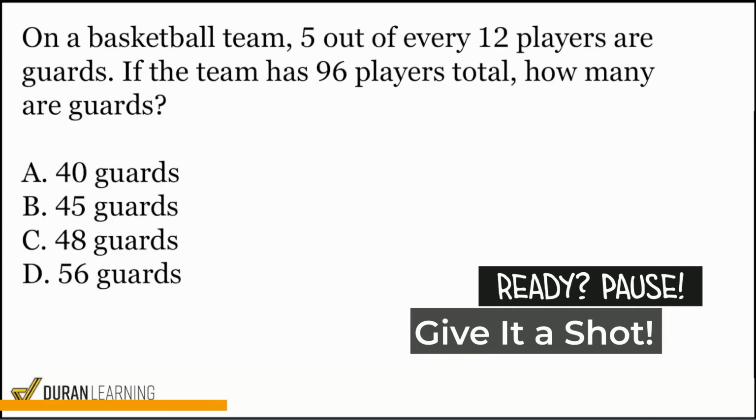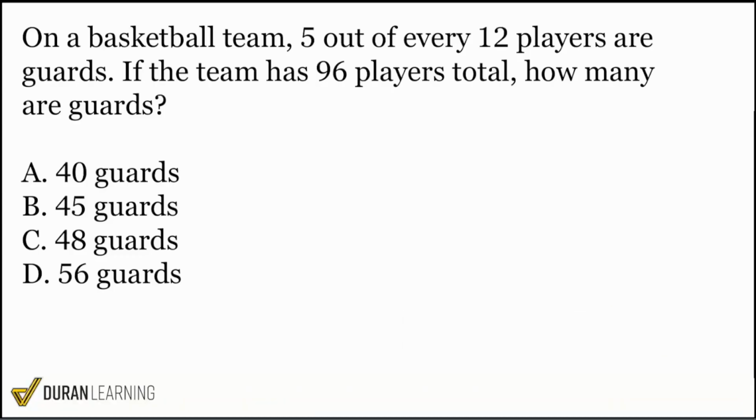All right, here in this next question, everybody, we're always going to begin by reading the question sentence first. When we do that, we see that it says, if the team has this many total players, how many are guards? Okay, so I'll write that down here. It says 96 total, and then we're looking for blank guards.